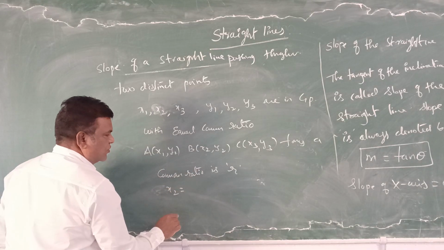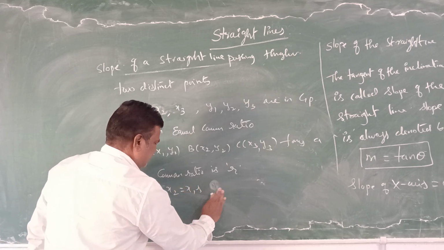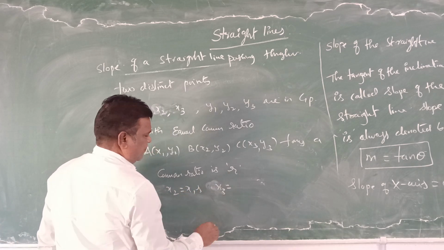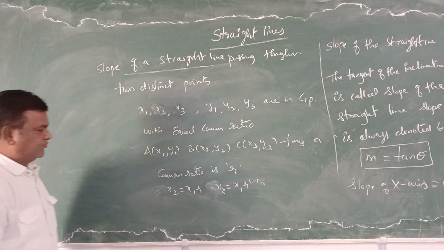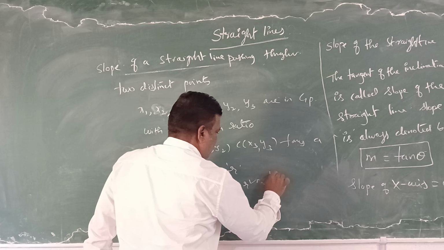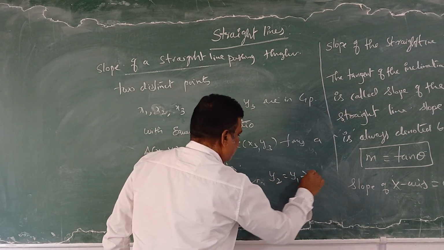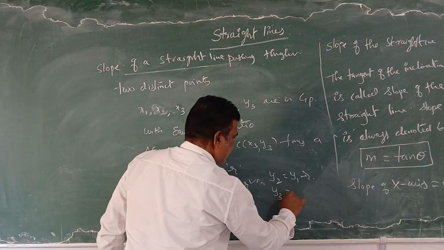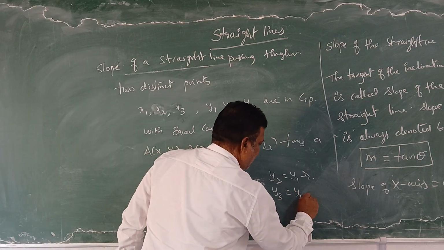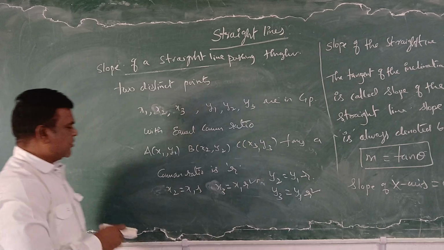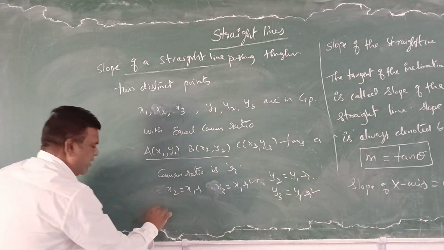From this, I can write x2 is equal to x1r, x3 is equal to x1 r square, y2 is equal to y1r, y3 is equal to y1 r square. Okay now? So first I am going to find the slope of AB.